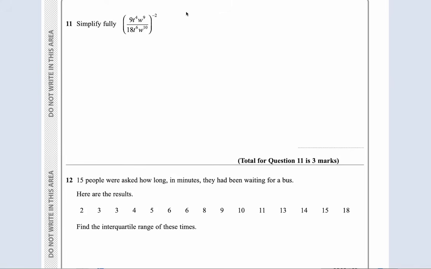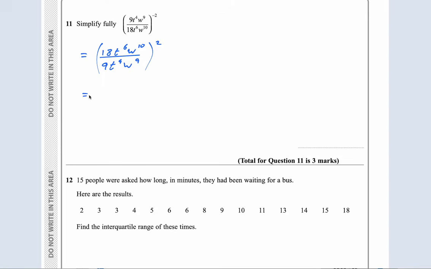Simplify fully. Okay, first thing, guys, that I do is I see the negative power, so that means I flip this upside down. 18 t to the 6 w to the 10 over 9 t to the 4 w to the 9. So I flip it and make it a positive power. That's what the negative power does.